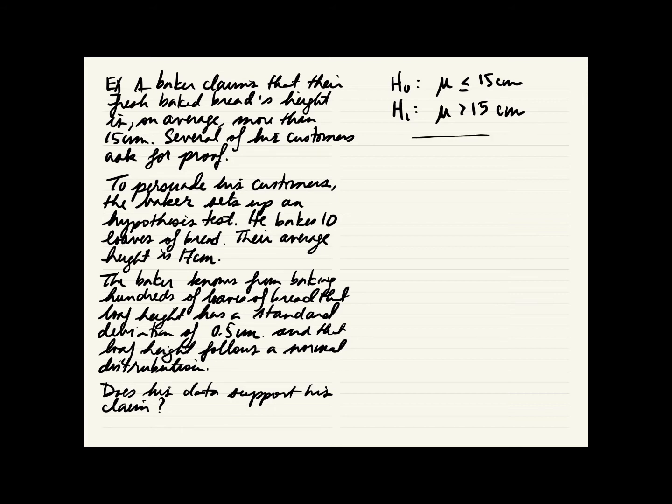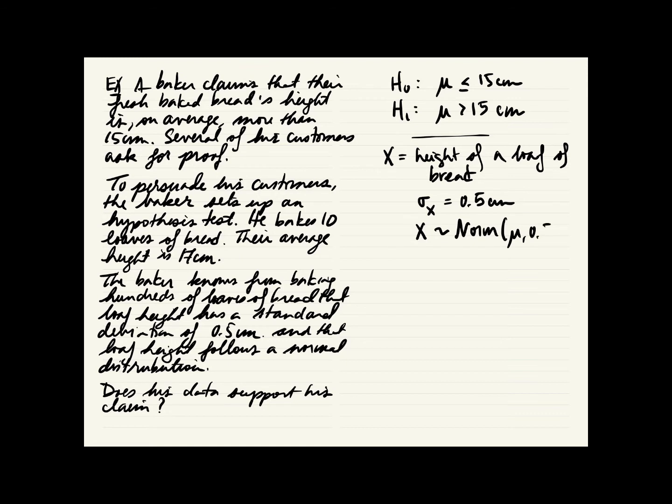So let's probably jump the gun by writing that down, but let's backfill a little bit. I'm going to use X to denote the height of a loaf of bread. And what does the baker know? The baker knows that the standard deviation of the height of the loaf of bread is 0.5 centimeters. And the baker also knows that the height of the loaf of bread is distributed normally, with some mean, and we know the standard deviation is 0.5.